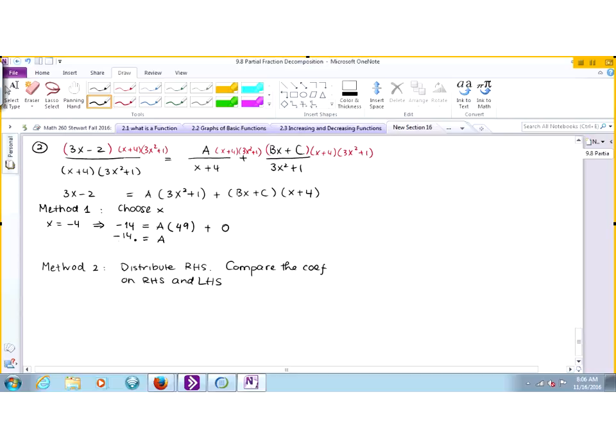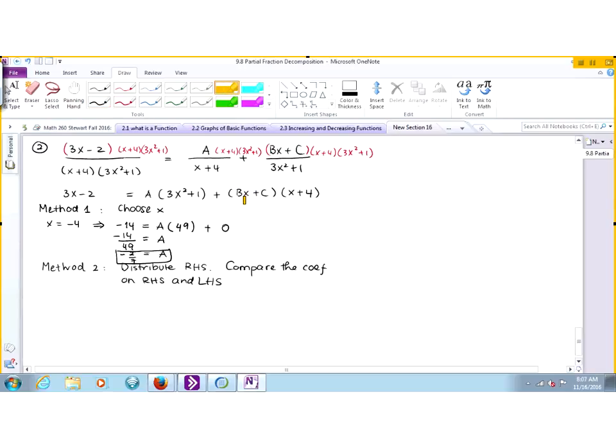Okay. So what is a? Negative 14 over 49. Can I reduce this? Yes, divide by 7, divide by 7. Negative 2 over 7. All right. Good. So we found a using method 1, and then you said you want to remember method 2, right? So let's do method 2. So we will distribute the right-hand side. So can we continue with method 1? Yes. But you said you want to remember method 2, correct? So let's do method 2.